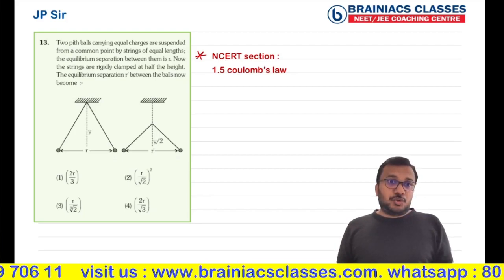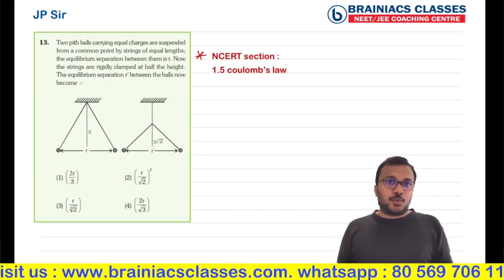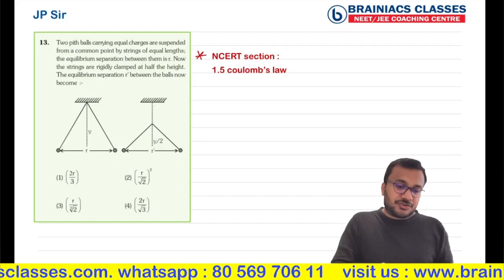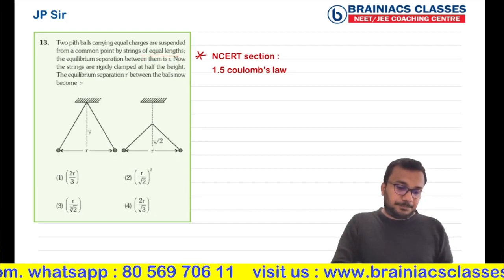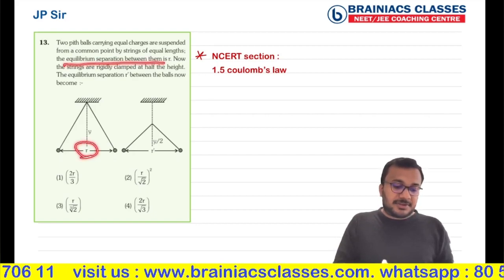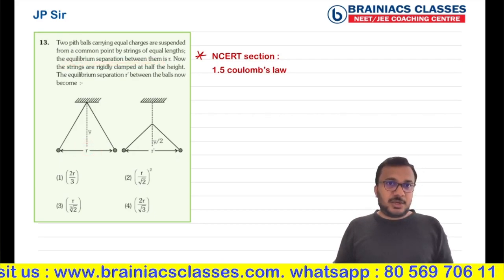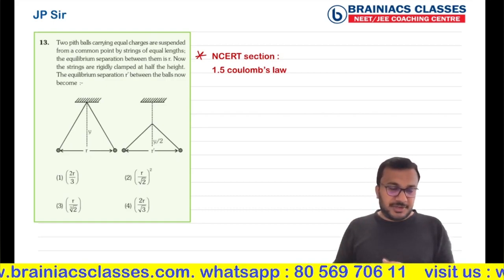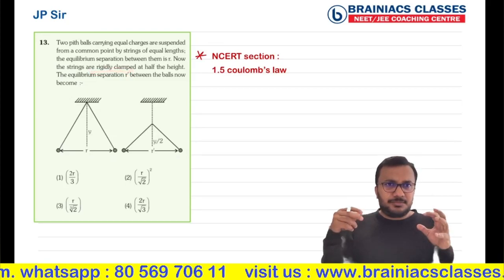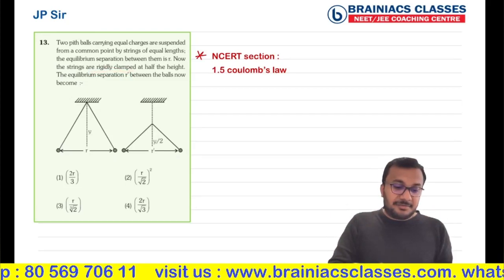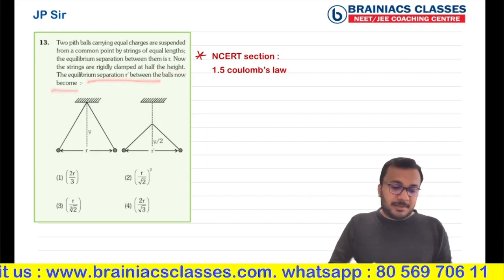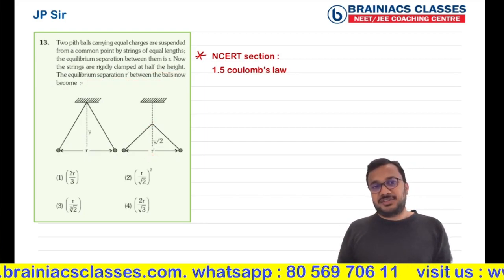Two pith balls carrying equal charges are suspended from a common point by strings of equal length. They are in equilibrium, and the separation between them is R. Equilibrium means it's not moving, it is at rest, F net equal to 0. I told this in the first part of the video. Now the strings are rigidly clamped, rigidly means tightly clamped, at halfway the height, as in the second diagram. The equilibrium separation now becomes R dash. What is the value of R dash, they are asking?